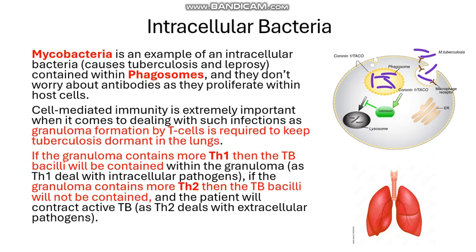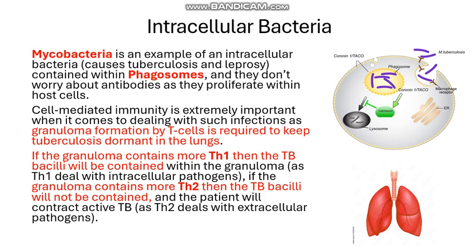In contrast, for intracellular bacteria, an example of which being mycobacteria, which are responsible for tuberculosis and leprosy, these mycobacteria proliferate within host cells, within structures called phagosomes, and they don't need to worry about being opsonized by antibodies produced by B cells because they're dividing within host cells, so they're not going to have to worry about that or being phagocytized outside of a host cell.